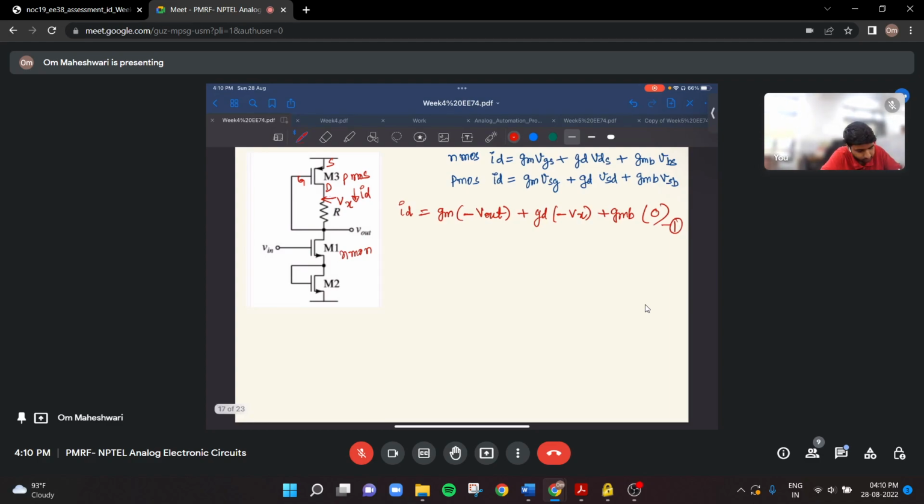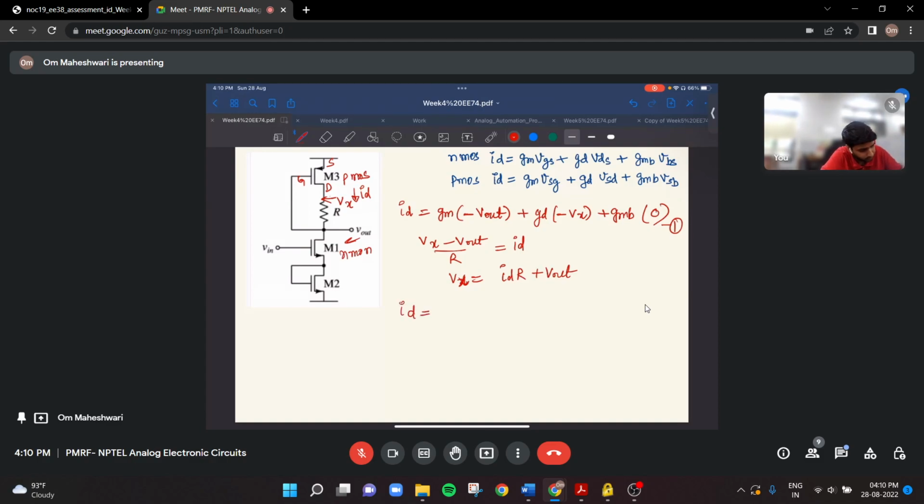Second equation: let us write what VX is. VX minus V out divided by R is ID. So VX equals IDR plus V out. Now let us go to transistor M1.